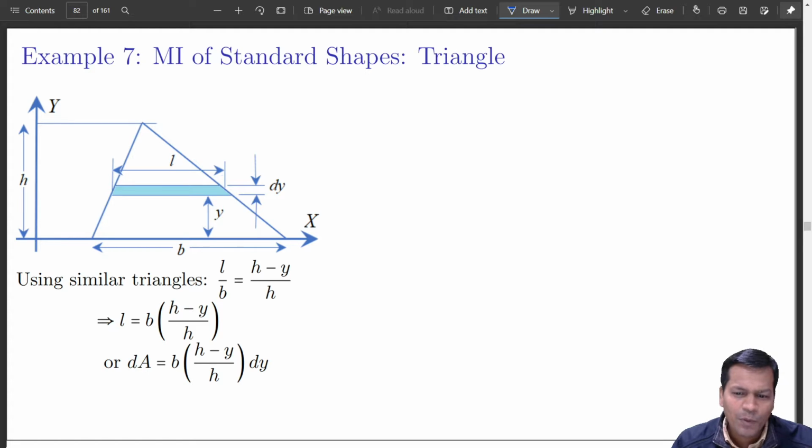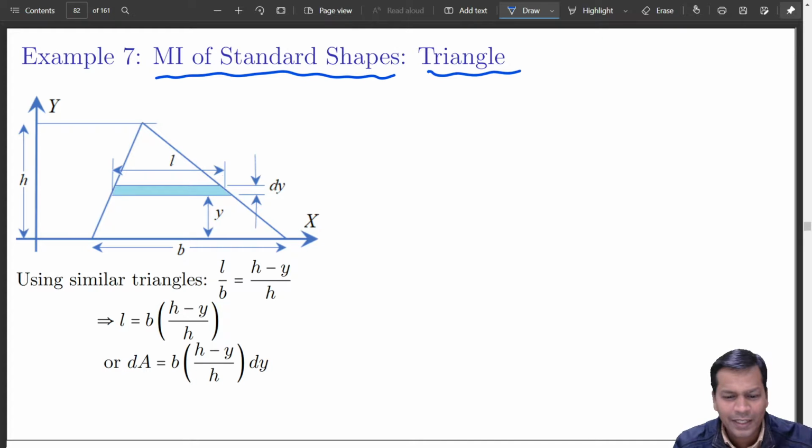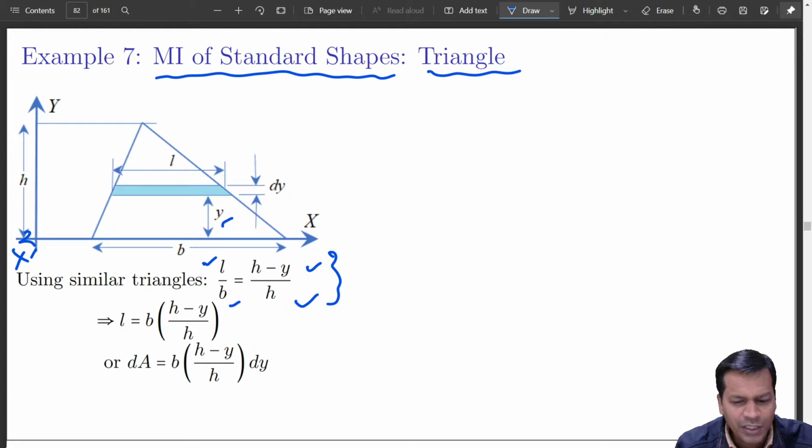So the moment of inertia of a standard shape, this shape we have already used earlier, that is a triangle. Using similar triangles, you are going to take a strip at a distance y from the axis of rotation. This time the axis of rotation is something like this, x dash. I want to find out the moment of inertia of this laminar triangle. So L by B is equal to (H minus y) by H, using the law of similar triangles. So how much will be this L?